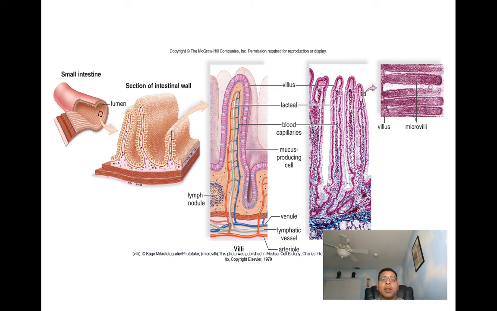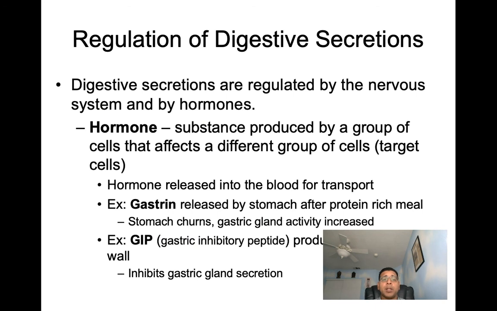All right, next then let's look at the regulation of digestive secretions. Digestive secretions are going to be regulated by the nervous system and by hormones. Again, hormones are substances that are produced by a group of cells that travel through the bloodstream to faraway organs, and they affect a different group of cells, their target cells. Hormones are released into the blood for transport, as we mentioned.